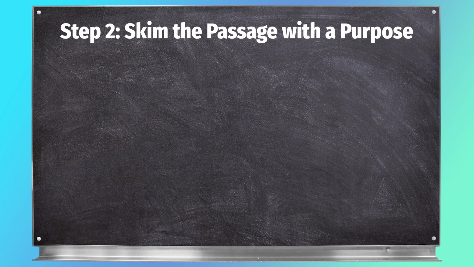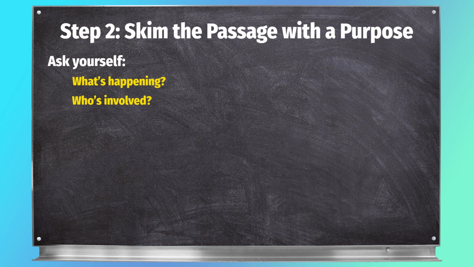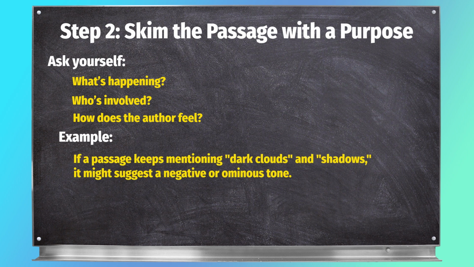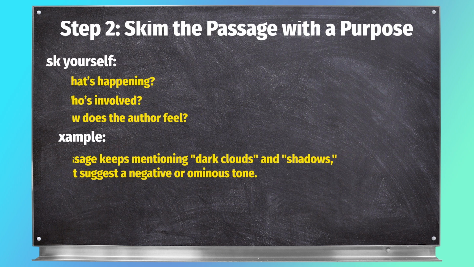Step 2. Skim the passage with a purpose. Now don't just read the passage, read smart. Ask yourself what is happening, or in other words, what is the main idea, who is involved, in other words, who are the characters, and how does the author feel, in other words, what is the tone. Look for repeated words, strong emotions, or comparisons. These often lead to key themes and ideas. For example, if a passage keeps mentioning dark clouds and shadows, it might suggest a negative or ominous tone.